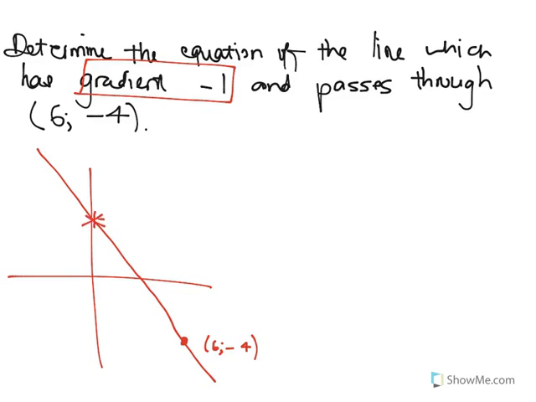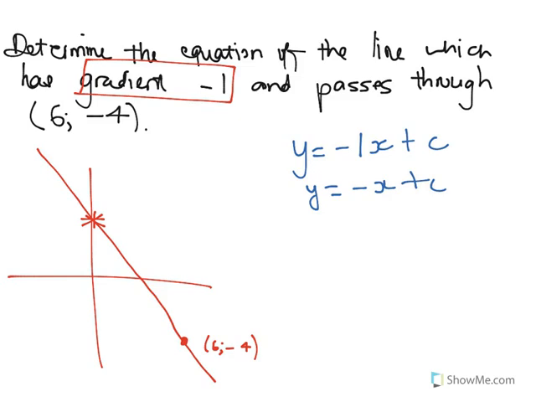So I'm expecting that my y-intercept is going to be some positive number. So we need to find what that y-intercept is. What we know of our equation so far is y is equal to minus 1x plus c, because remember, m represents gradient. If we know that our gradient is minus 1, then our equation so far is y equals minus 1x plus c, or just y equals minus x plus c.